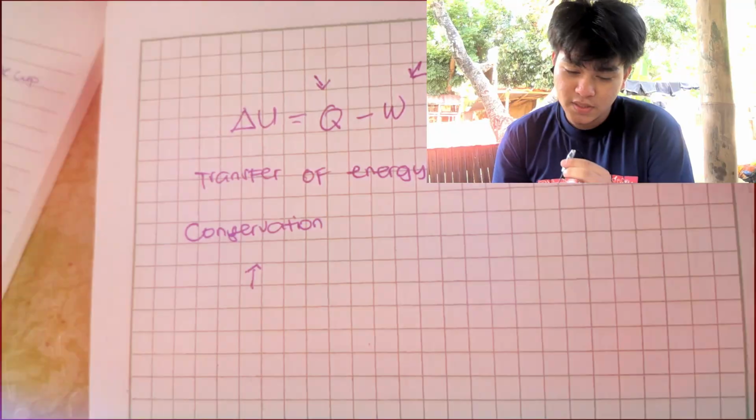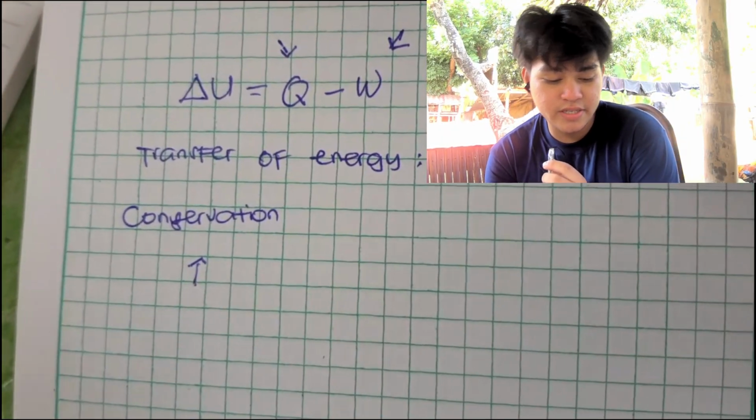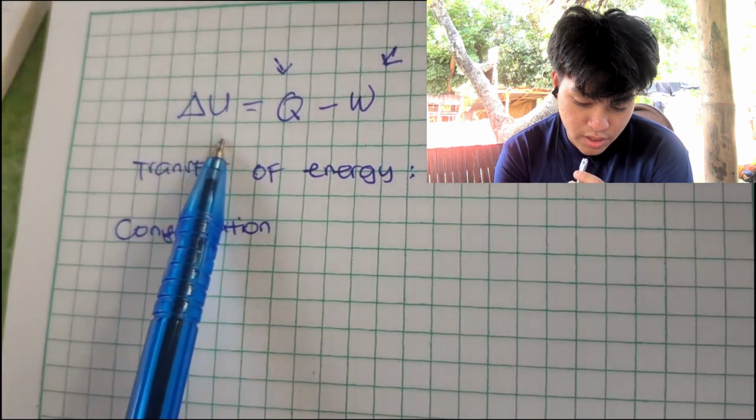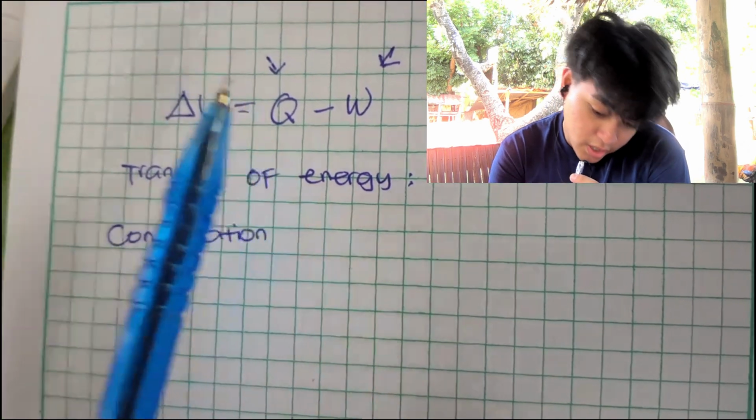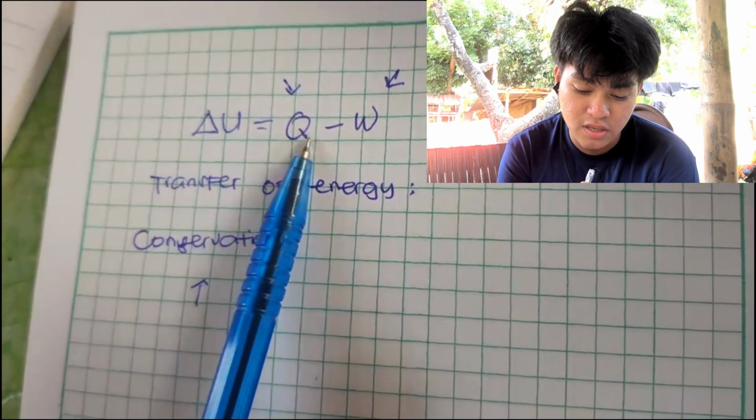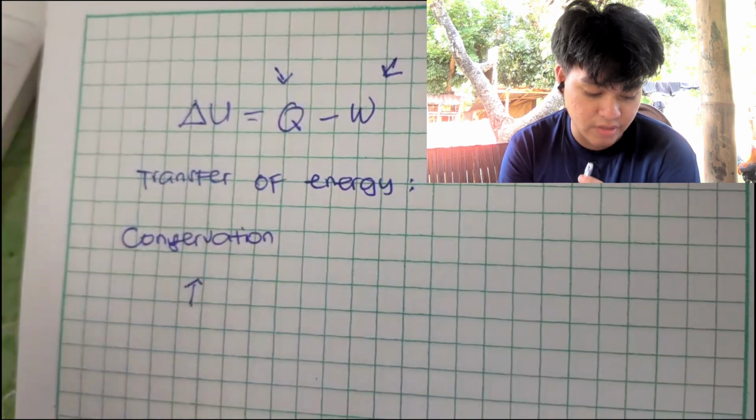So first off, I would like to know if you already know what the formula for getting the internal energy is. So what is it? Correct! So the formula for getting the internal energy is delta U equal to Q minus W, or the heat minus the work given.